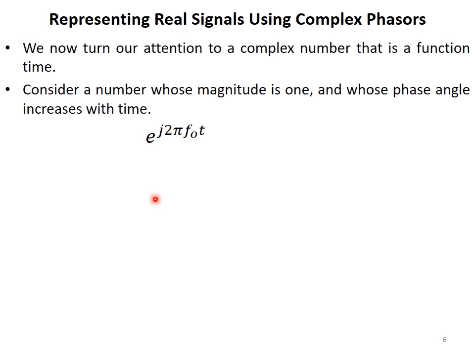As we discussed in the last slides, a complex number can be represented in exponential form. Now this complex number is not a single quantity, but it varies with time. So it is a time-varying complex number. The phase angle of this complex number can be calculated as the tangent inverse of imaginary upon real. So the phase angle is equal to 2 pi f naught t.